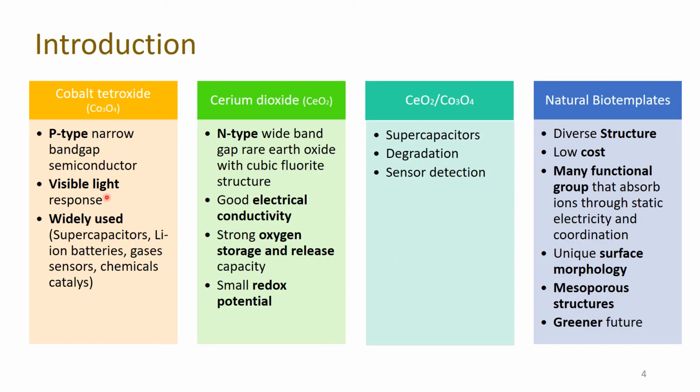And why do we use cobalt tetroxide? Because it has characteristics like p-type, narrow band gap, visible light response, and is widely used in daily life. And why do we use cerium dioxide? Because it has characteristics such as n-type, wide band gap, good electrical conductivity, strong oxygen storage and release capacity, and a small redox potential. Usually, this composite is used in supercapacitors, degradation, and sensor detection.